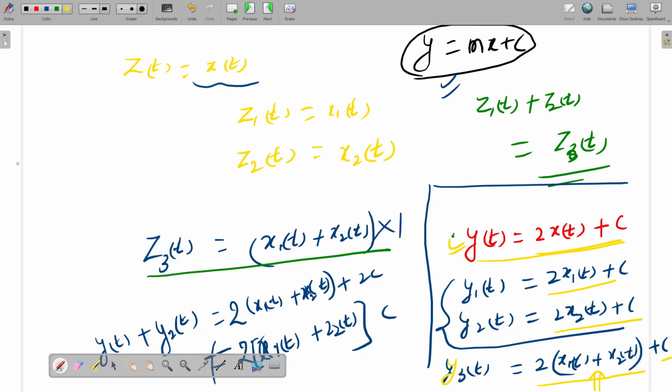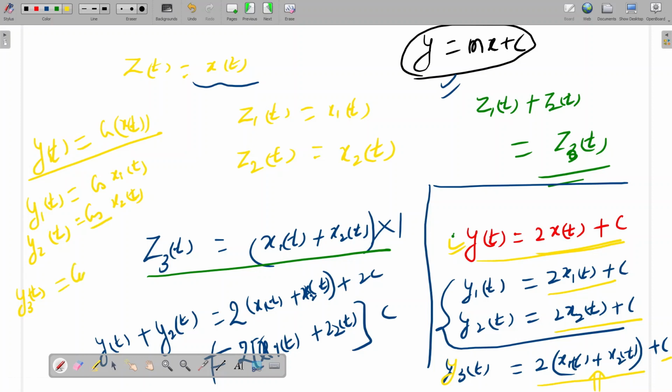Yes sir, so let's say y of t is equal to cos x of t. Y of t is equal to cos x of t. So y1 of t will be cos x1 of t, y2 of t will be cos x2 of t. And what will be y3 of t? Y3 of t, the same transformation here is cos, so cos will be applied to x1 of t plus x2 of t. Is it clear?